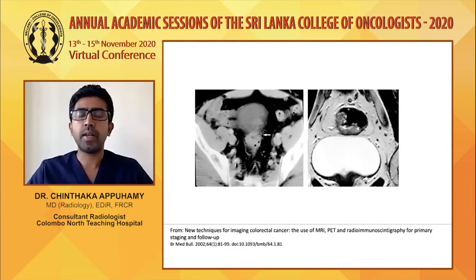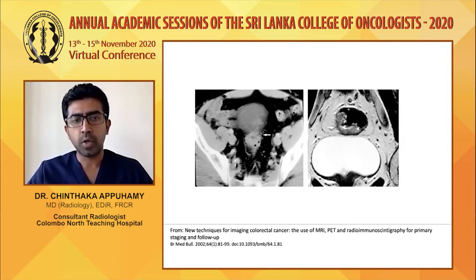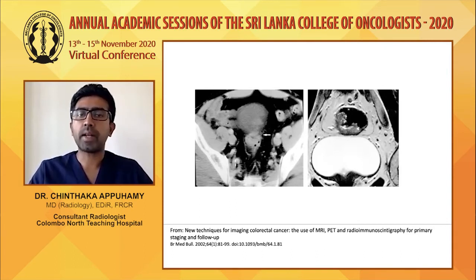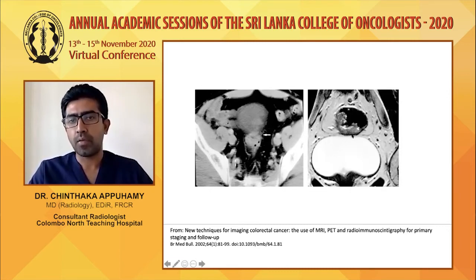What's the difference between CT and MRI? The left-hand side, contrast CT, shows a tumor in the rectum with possible infiltration into the base of the bladder. However, in the same patient, when we did the MRI, we can clearly differentiate the base of the bladder from the tumor. So that's the importance of proper MRI imaging for the clear differentiation and staging of the disease.